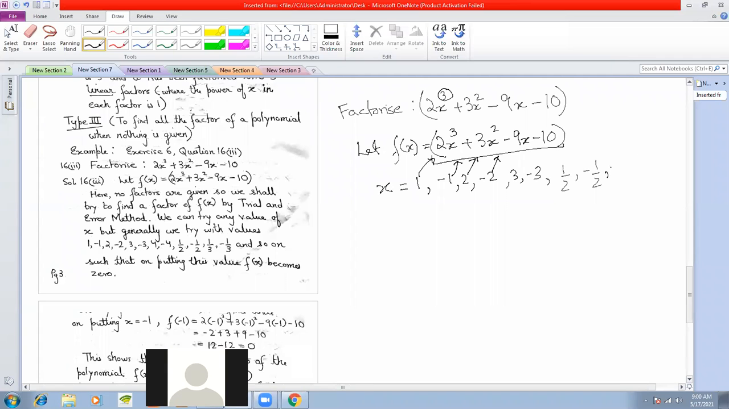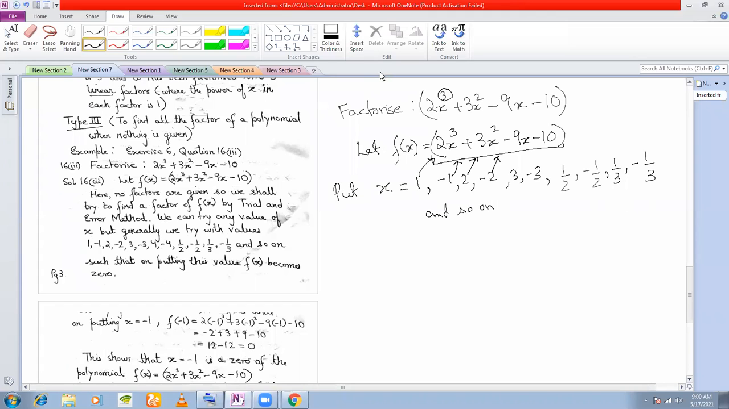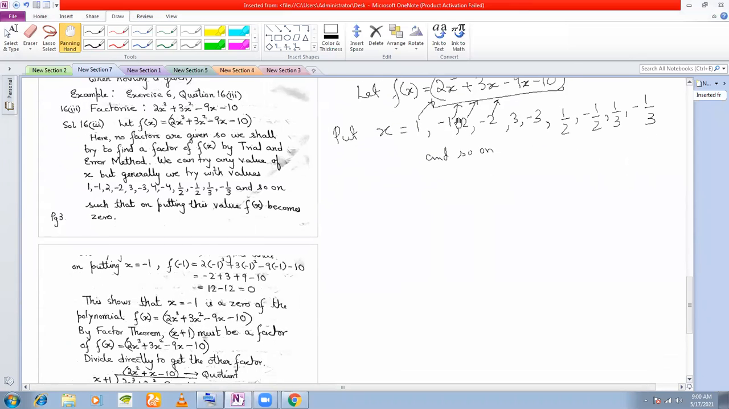You can put x is equal to 1/3 and minus 1/3 also, and so on. You put these values and check whether the polynomial vanishes. You're going to do this in your rough. For each value of x, you will check whether it vanishes.